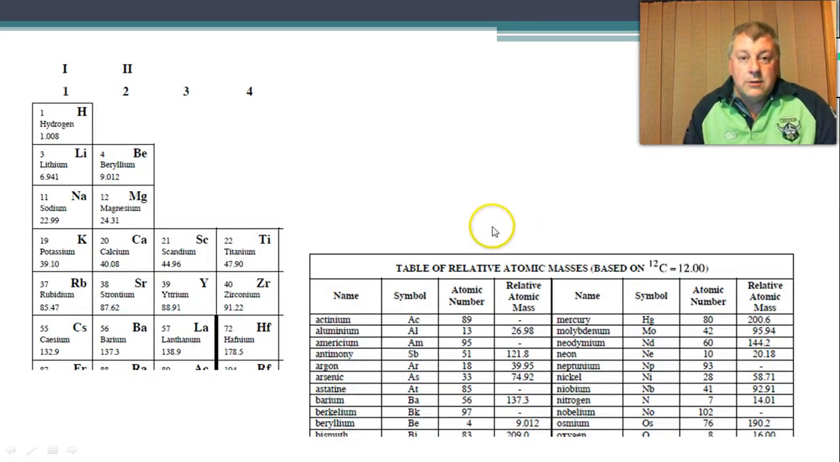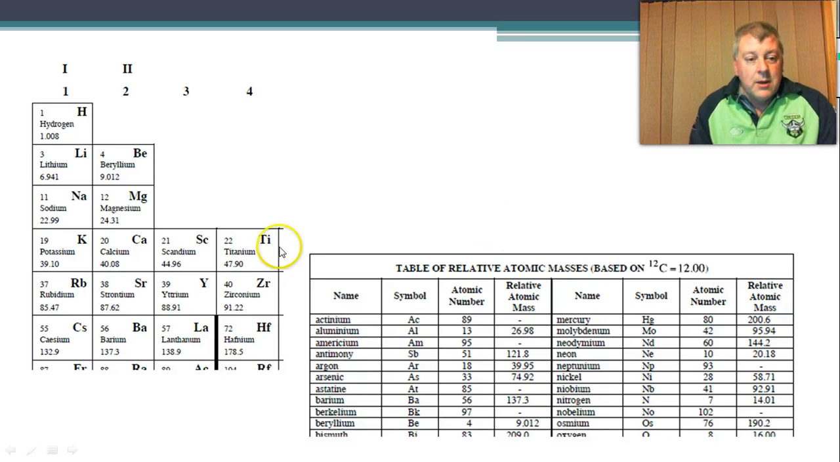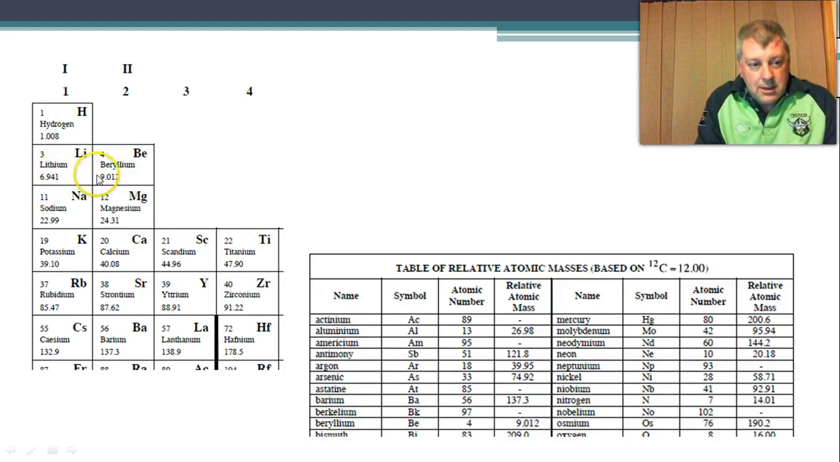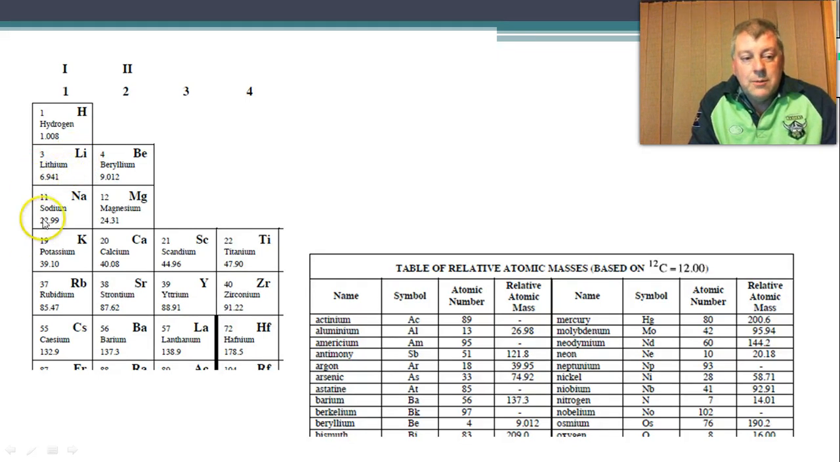Now, where do you get the relative atomic masses of these things from? Well, you can get it from your periodic table on your information sheet. This number here and here and here and here are all the relative atomic masses of these substances. So if I wanted 1 mole of lithium, I would weigh out 6.941 grams of lithium, and that would contain Avogadro's number of lithium atoms. Whereas if I wanted 1 mole of potassium, I would weigh out 39.1 grams of potassium.